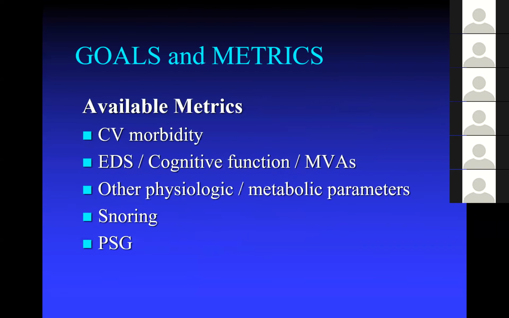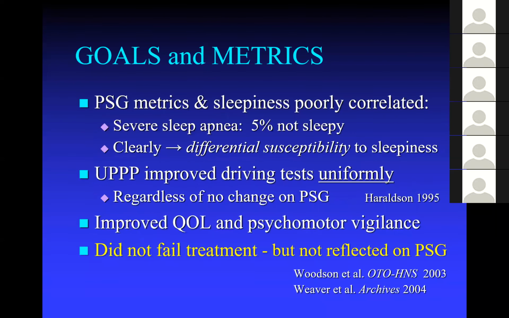And other available metrics: the morbidity for cardiovascular disease. Excessive sleepiness can improve. I've had this many times. They're not as sleepy, even though maybe the AHI is about the same. MVAs have been shown to be less frequent following treatment even when the PSG doesn't change. And then they looked at other physiologic and metabolic parameters such as immunity and so forth. Certainly you can have improvement in snoring without any change in PSG parameters. So those are some of our metrics.